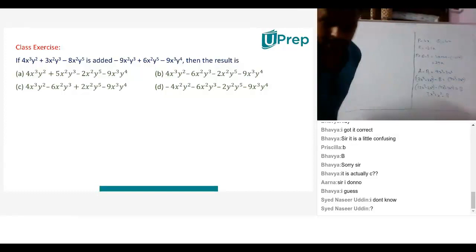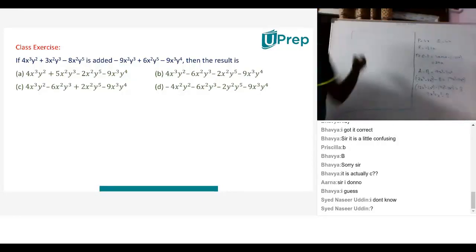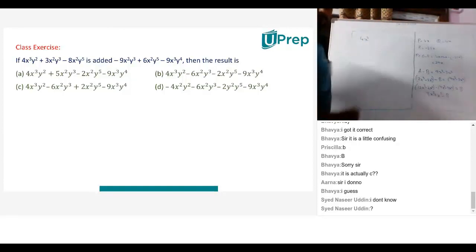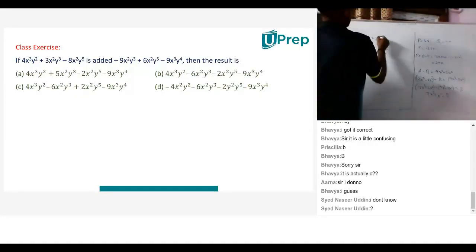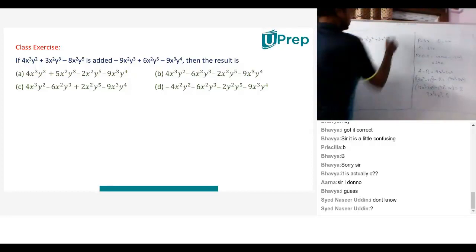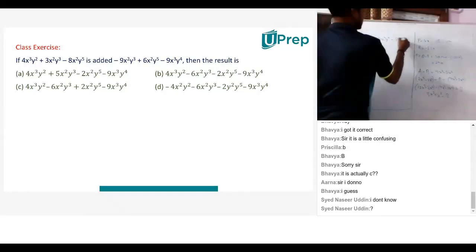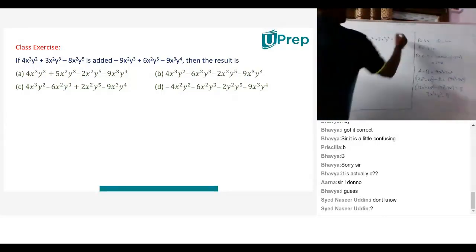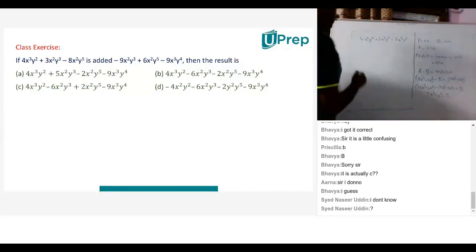See, since the answers are starting with 4x cube y square, what we do is we try to put it: 4x cube y square plus 3x square y cube minus 8x square y power 5. And then I have what? We have to add, right? We have to add. So I have minus.